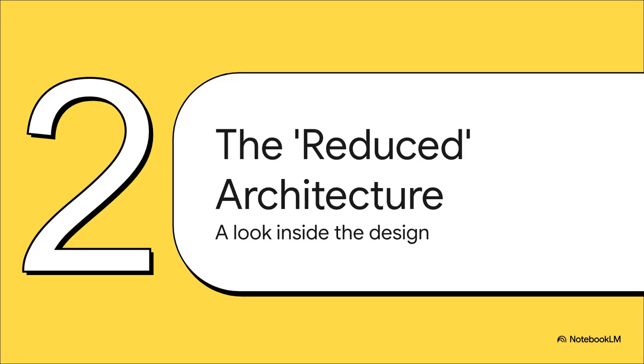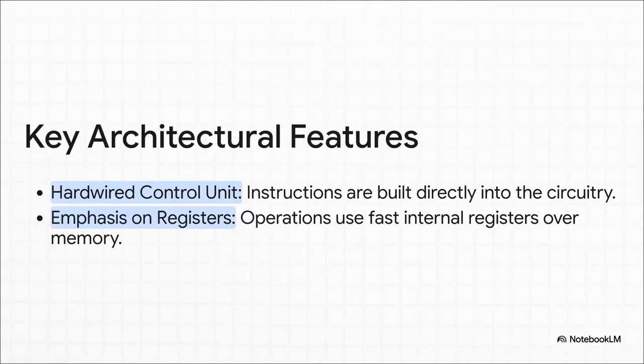How is the processor actually designed to be this fast? For that, we've got to pop the hood and take a look inside at the reduced architecture. Let's see how it all comes together. So there are two really big design choices that make a RISC processor special. First, it uses what's called a hardwired control unit. Now, what does that mean?